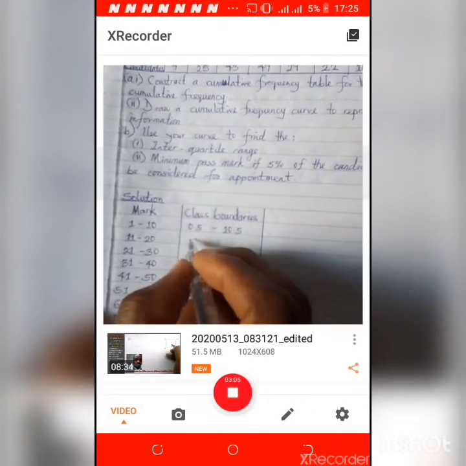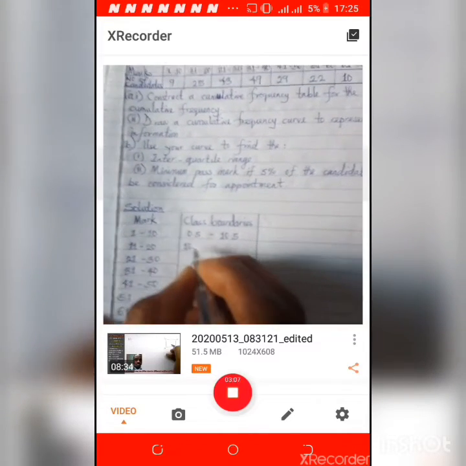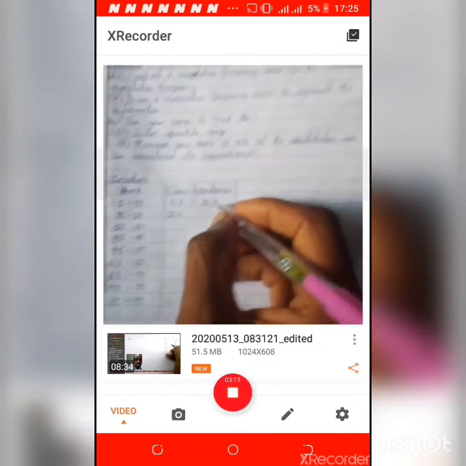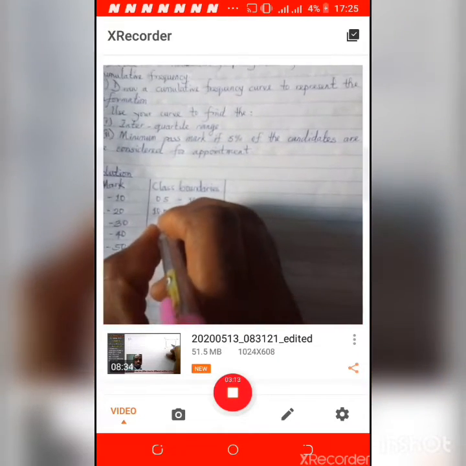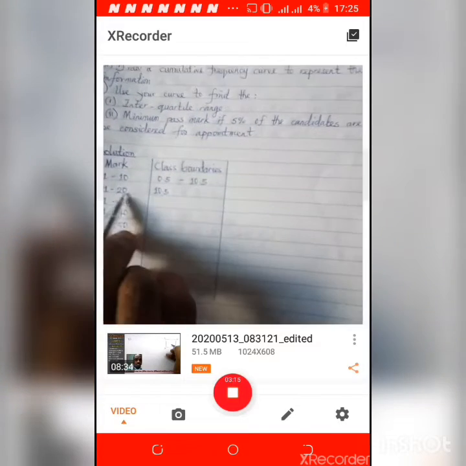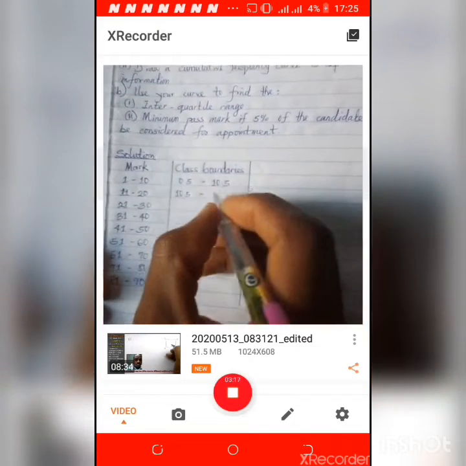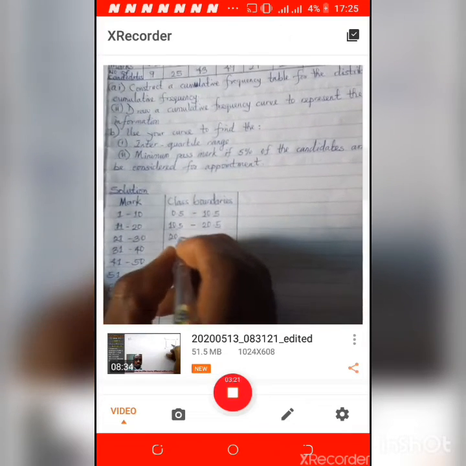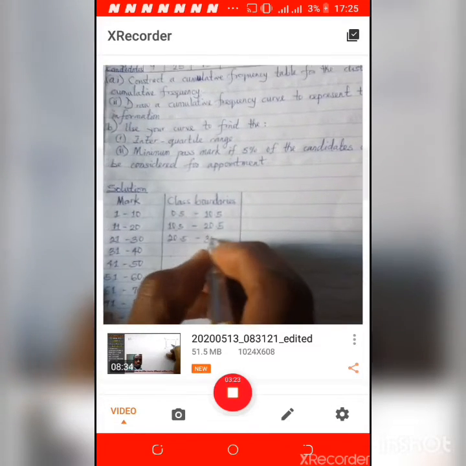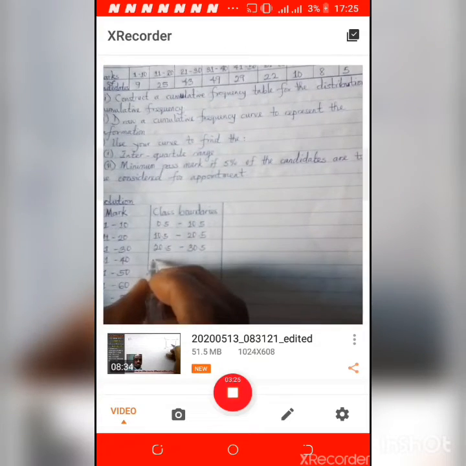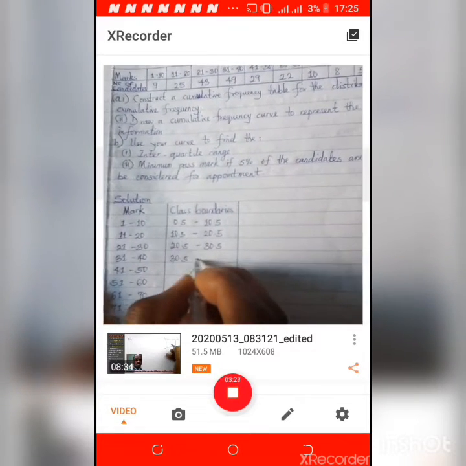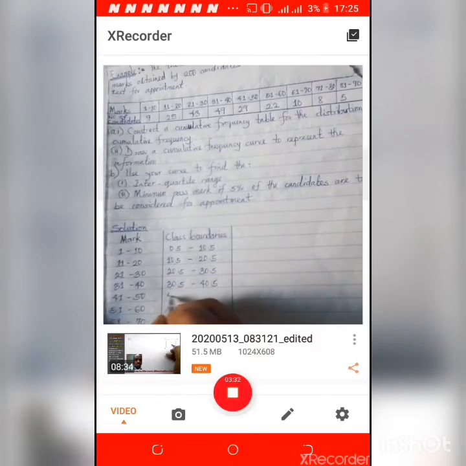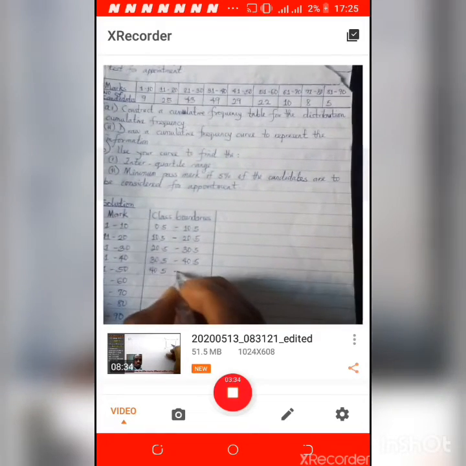So it'll be 10.5. You bring forward the first upper class boundary as the lower class boundary for the second class interval. So you move in accordingly. 20.5 to 30.5. We have 30.5 to 40.5. We have 40.5 to 50.5.